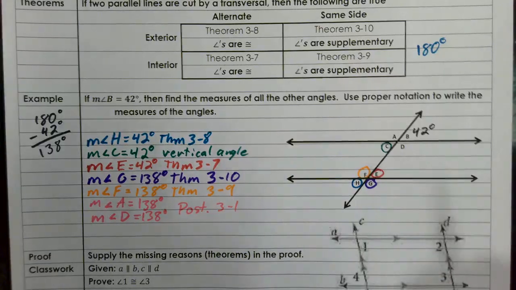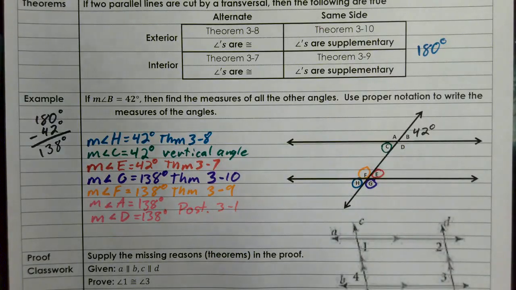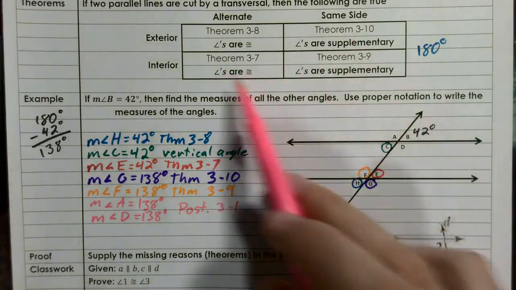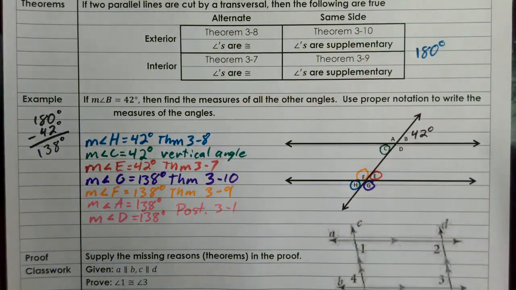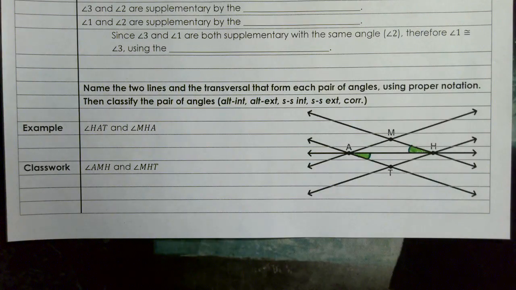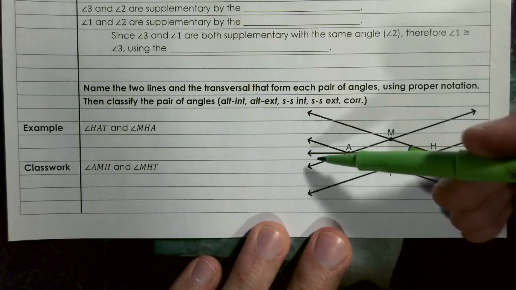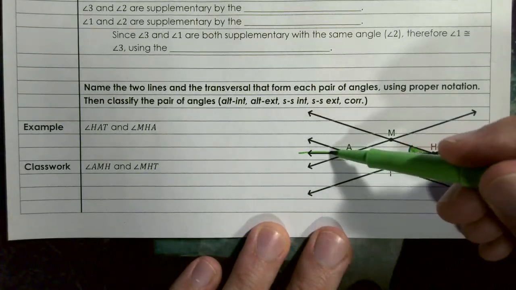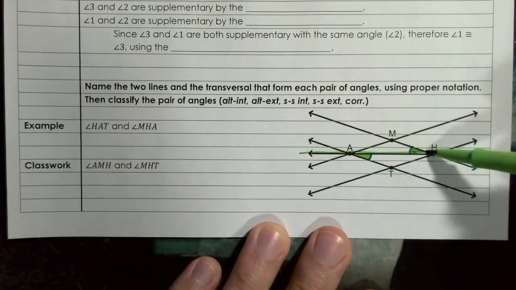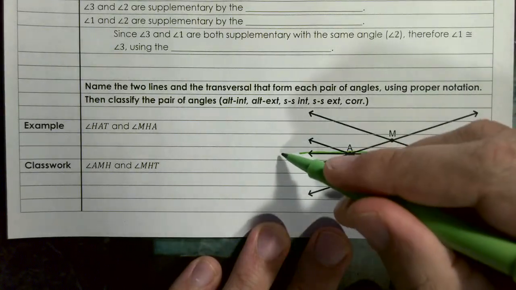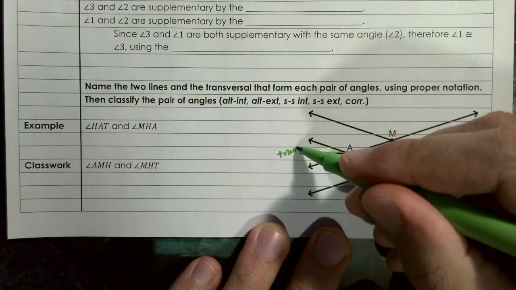3-1. There's other ways of talking about where those angle measures can come from, but that's what I chose to make sure that I could use the most of that table up top. In this example, I need to name the two lines and the transversal that form the pair of angles. So using proper notation, that transversal has got to be something that is touching both of my angles. So I really want this to be my transversal.